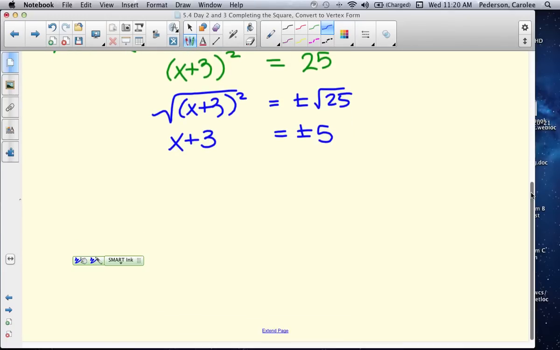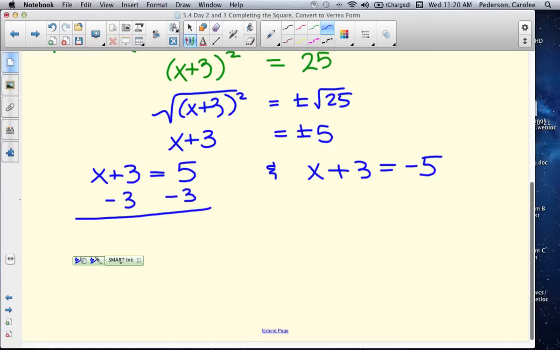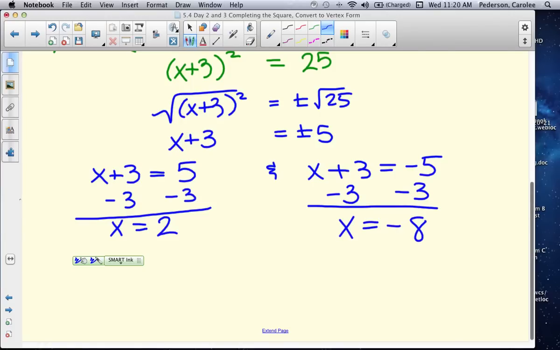Now we're going to separate this equation out into two parts. x plus 3 equals positive 5, and x plus 3 equals negative 5. And now we solve those for x. So we'll solve by undoing. We're going to minus 3, minus 3. So x equals 2. Then over here, again, minus 3, minus 3. So x equals negative 8. Those are your two answers for x.